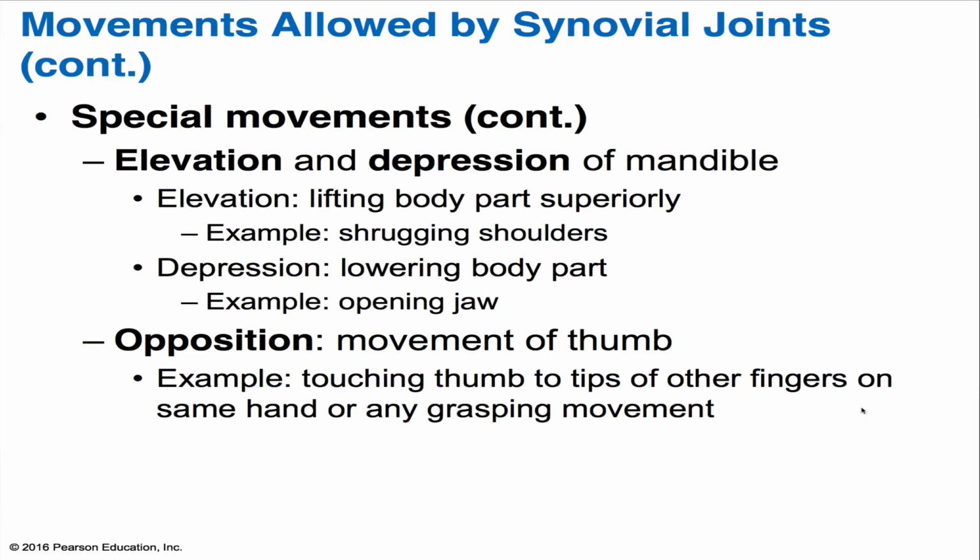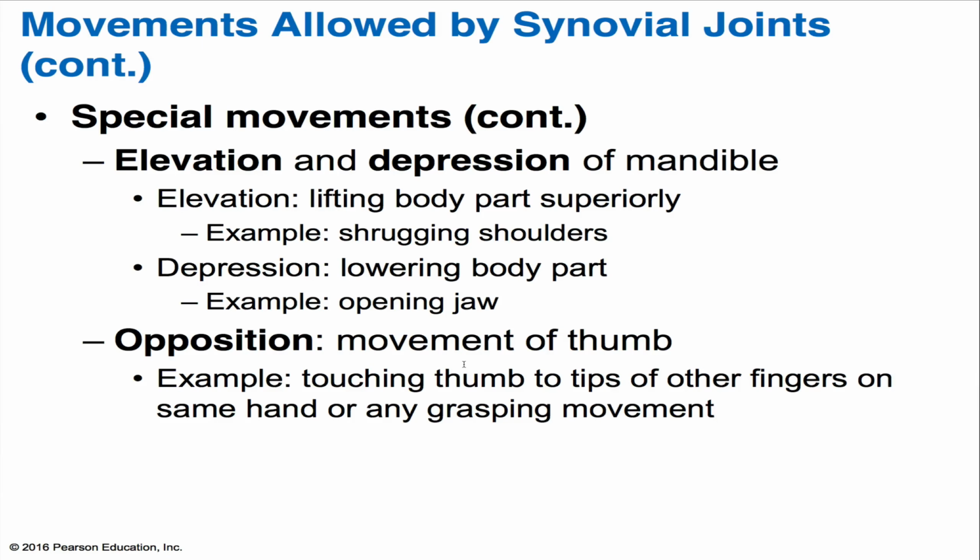Now, elevation and depression, these are also movements that we see at synovial joints. So, for example, elevation is lifting the body parts superiorly. So when you're shrugging your shoulders upwards, that's elevation. Then when you relax your shoulders back down, that would be depression, so lowering the body part. So when you're opening your jaw, that's an example of depression. When you're closing it back up, that's an example of elevation as well.